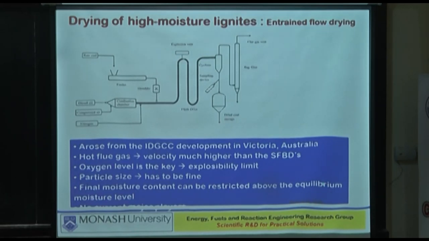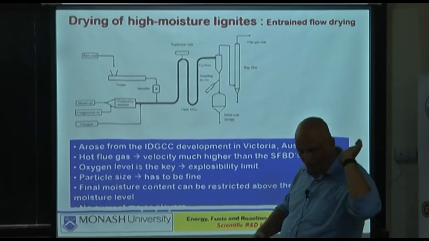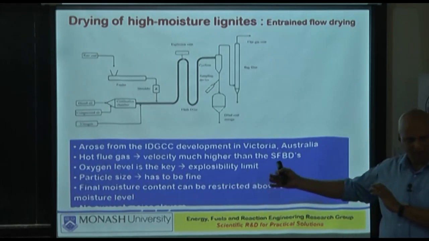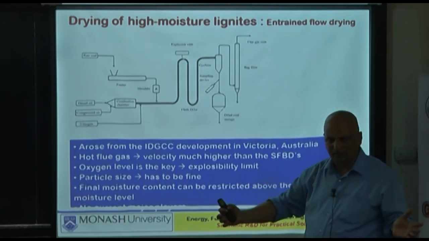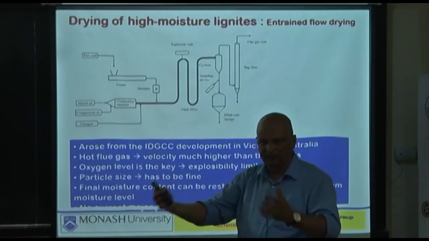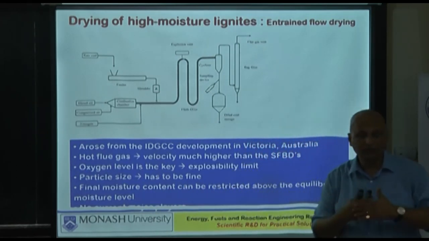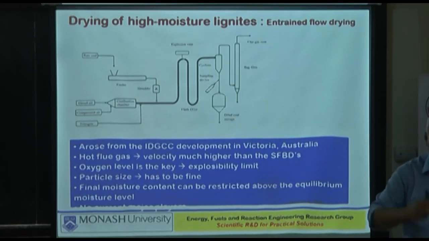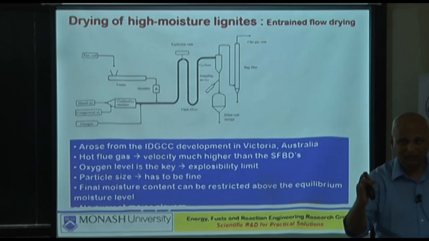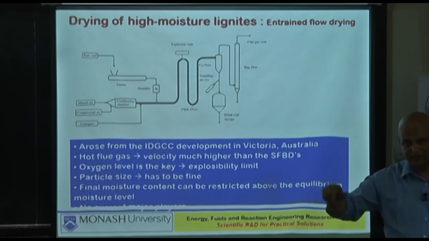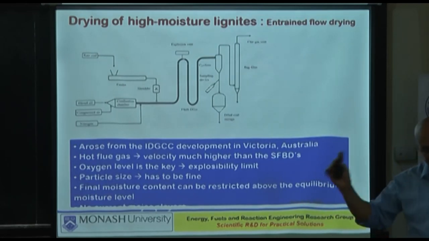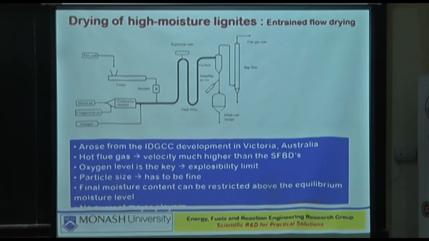Let me talk a little bit about what the equilibrium moisture level is. When you are drying a coal, starting from its initial level of say 60% or 38% or whatever, to what extent you can dry it depends on the moisture content in the gas inside the dryer. So when you dry it inside the dryer, you will be able to achieve drying only to that extent. That's called the equilibrium moisture content. It is in equilibrium with the rest of the gas inside the dryer. It's a very important concept in drying.